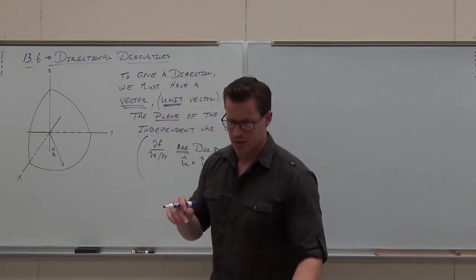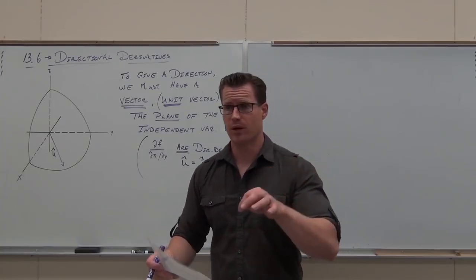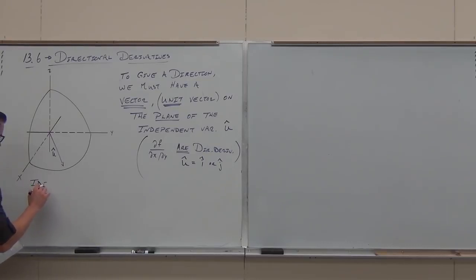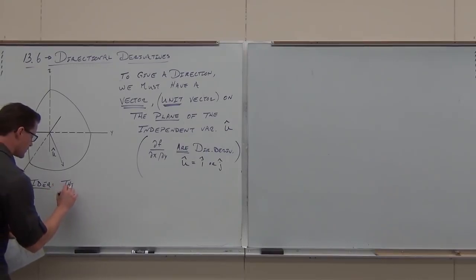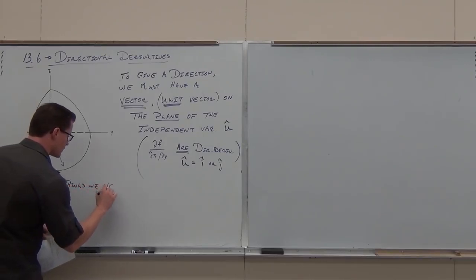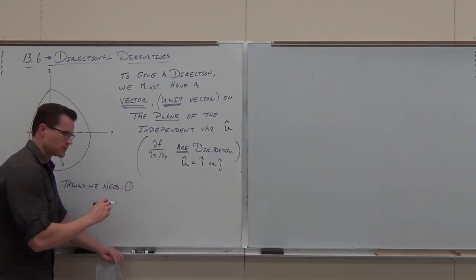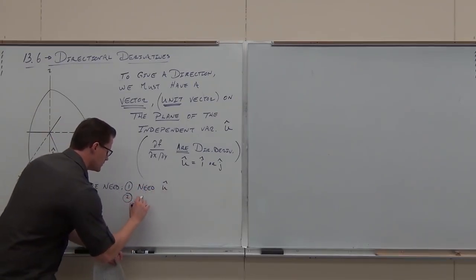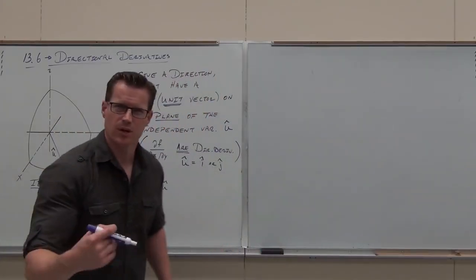Now, here's what we need to find all this stuff. You know this, right? To find a line, you need a direction and you need a point. So we're going to give this thing two things. So here's our idea. Things we need. Number one, we need a unit vector. Number two, we need a point for a specific rate of change.